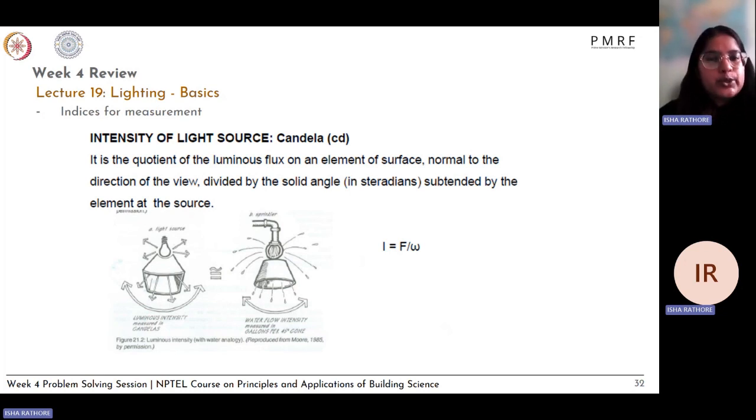Okay. Then the intensity of light, as we mentioned previously, is measured in candela or CD, an SI unit. It is the quotient of the luminous flux on the element of the surface, normal to the direction of view, divided by the solid angle in steradians subtended by the element at the source. So intensity is defined as the luminous flux divided by the solid angle. So I is F by omega, where F is luminous flux and omega is the solid angle. If you want further details on this, you can refer to this particular lecture. I'm just covering the basics and revising the concepts, so I will not go much into detail on all of these things. So this is the definition and the units relating to intensity of light.